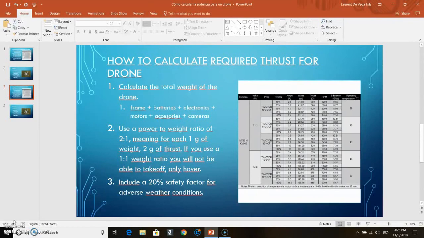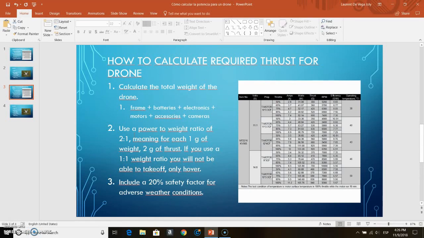Now, once you have all of that weight added, it is recommended that you use a power to weight ratio of 2:1, meaning that for each 1 gram of weight of your drone, you will need 2 grams of thrust. And this is because if you use a 1:1 ratio, you will not be able to take off. Your drone will only be able to hover, and this is very risky.